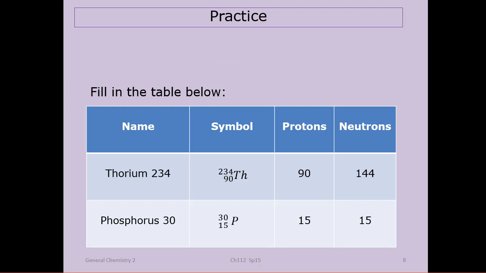So how did you do? Thorium-234 is based on the mass number. It has 90 protons. You subtract to find the number of neutrons. If it's phosphorus-30, then the 30 goes on top. Phosphorus is almost redundant with the number of protons; you can't separate those two.